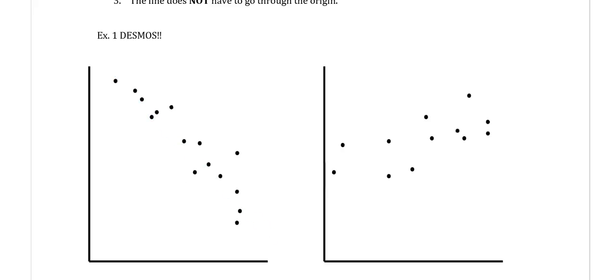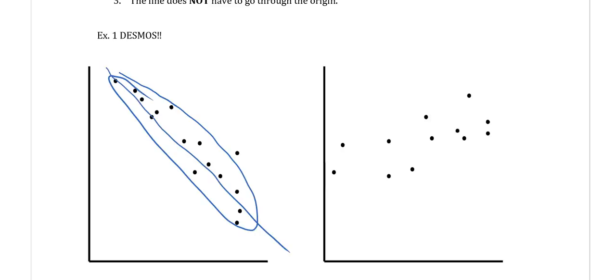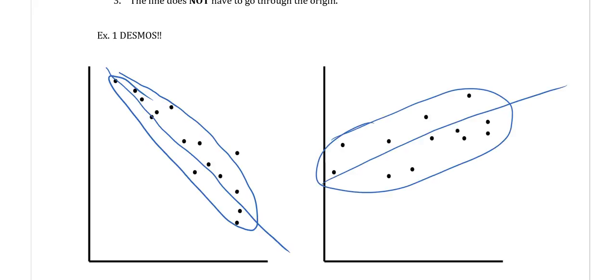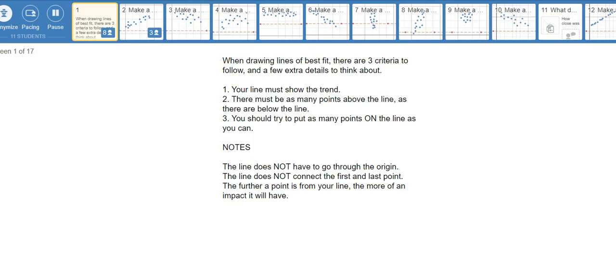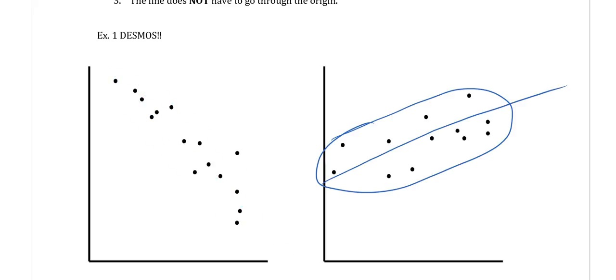Sometimes what I do is I draw a circle around most of the points, and then I make sure that my line goes through the whole circle. Okay? And I draw a line through this circle, and I make sure it's going through the circle. Neither of these start at 0. Your lines do not always have to start at 0. You're trying to draw a line of best fit. So here's what you're going to do. There's 3 points here. Your line does not have to go through the origin. The line does not connect the first point and the last point. That's what some people do. They just go from one point to the other. Okay, that's not a good one.